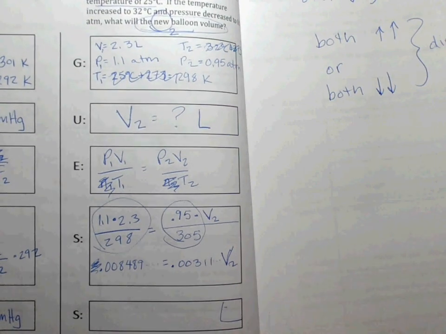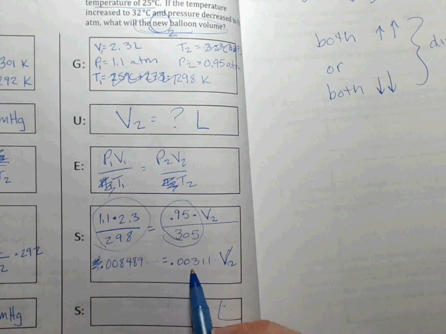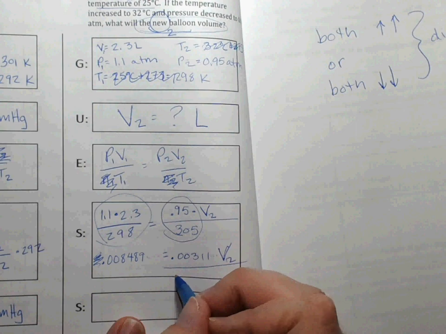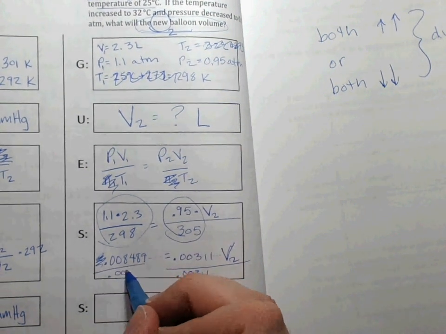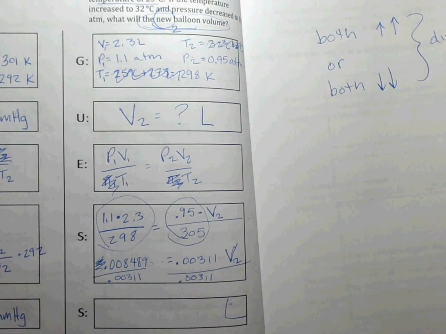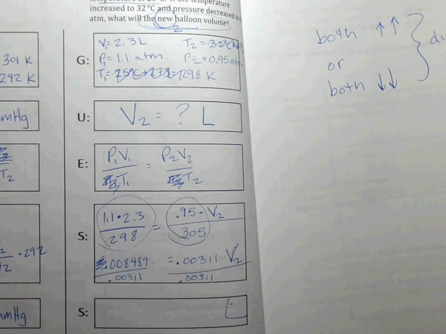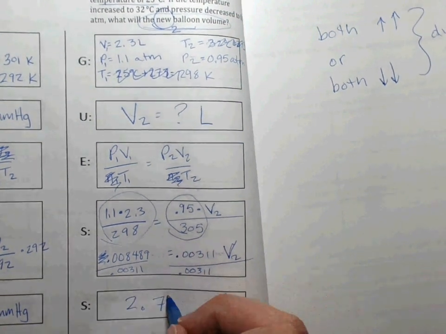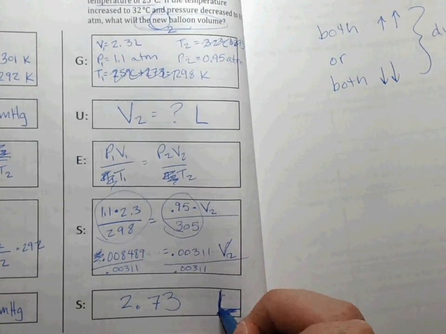So to isolate V2 and get V2 by itself, I need to do the opposite of what's happening with this 0.0031 number. I need to move it over. So to do that, if it's being multiplied, I just divide. And when you take this first one divided by the other one, you should get, it rounds to 2.73 liters. This was an L, in case we forgot.